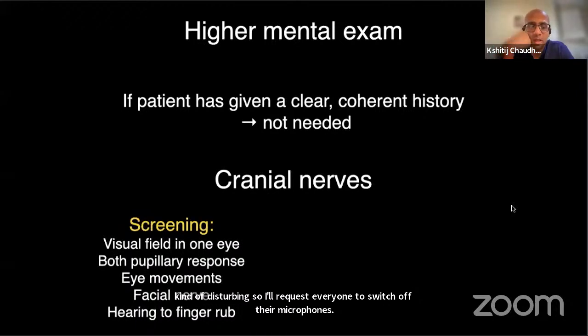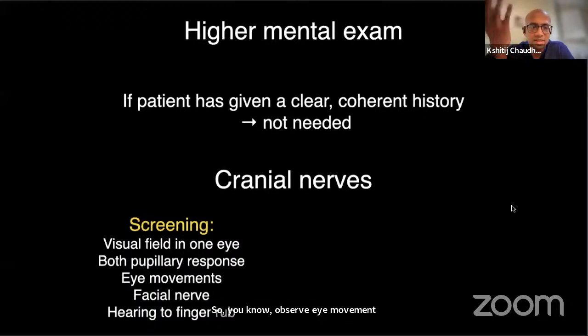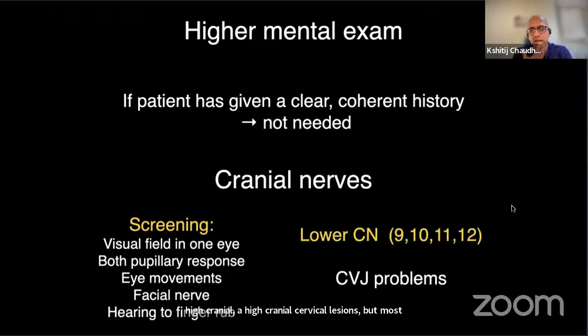Observe eye movement. Nystagmus can be there in high craniocervical lesions. But most importantly, compressive lesions at the craniovertebral area can involve the lower cranial nerves. So you should know how to examine the 9, 10, 11, and 12 at least.